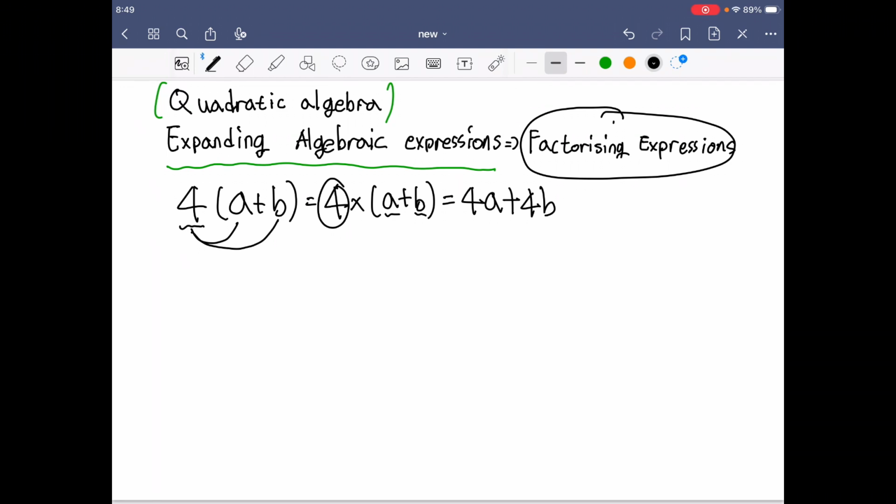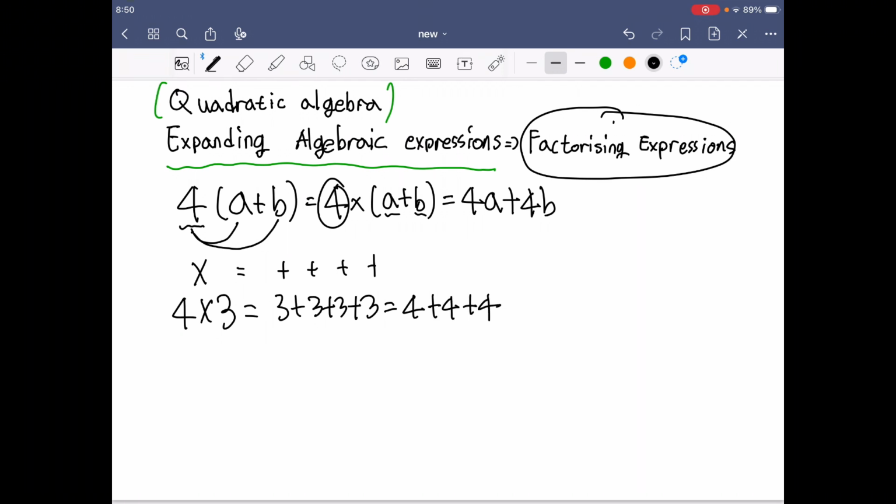I think it is really useful in mathematics to know why everything is the case. This is the case because multiplication is just the abbreviation of a bunch of additions. For example, 4 times 3 equals 3 plus 3 plus 3 plus 3, or 4 plus 4 plus 4. We don't really want to write down a bunch of additions, so that's why we started using multiplication. And yeah, this is just it.